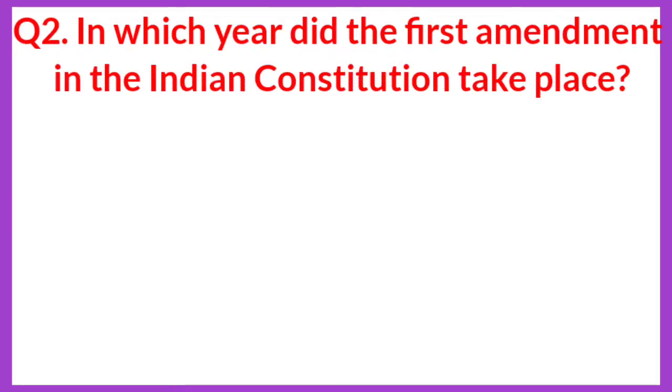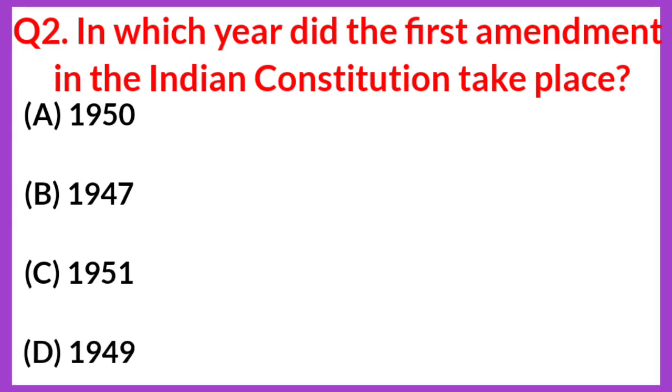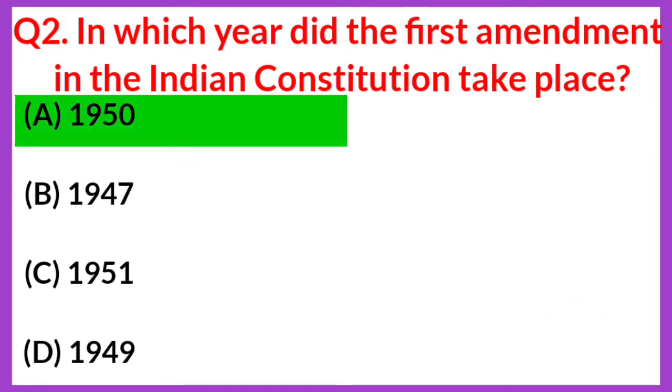Question number 2. In which year did the first amendment in the Indian Constitution take place? Your options are as follows. A. 1950. B. 1947. C. 1951. D. 1949. And the right answer is option A, 1950.